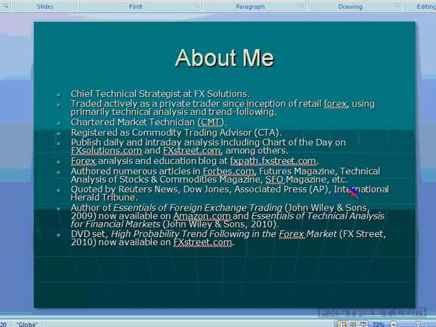And also, I did have, just recently, an article come out in Technical Analysis of Stocks and Commodities Magazine, basically on the same subject, which if you don't know already, I think is a great way to approach trading the Forex market. And also, I'm quoted on a regular basis by Reuters News, Dow Jones, Associated Press, International Herald Tribune, among others.